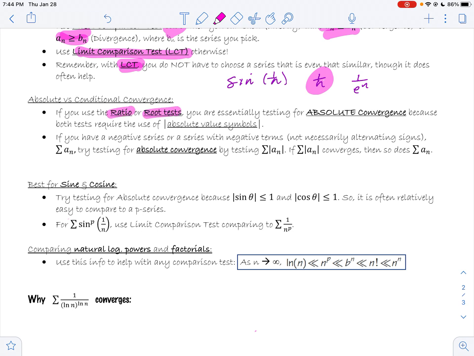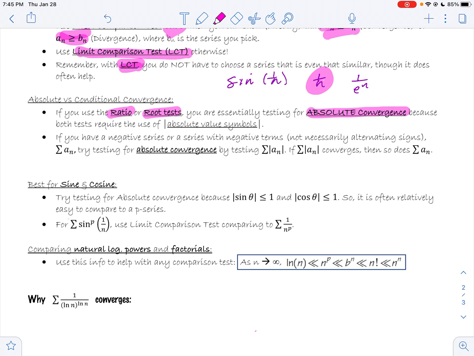Absolute versus conditional convergence. With the ratio and root tests, you always, always, always get absolute convergence. The reason is that these tests require you to put absolute value symbols around the series before you do anything. So you're testing the absolute value of that series when you use the ratio or root tests. So anytime you use one of those, you automatically get absolute convergence, assuming, of course, that your answer comes out to be convergent.